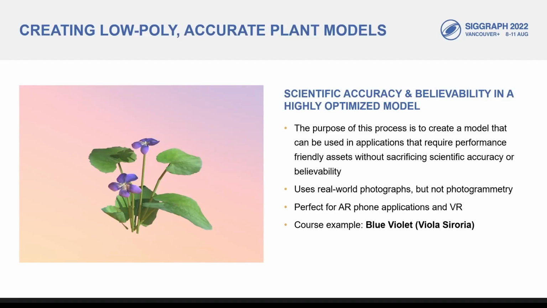So the purpose of this process is to create a model that can be used in applications that require performance-friendly assets, so really low-poly plants, LODs, just highly optimized stuff that doesn't sacrifice scientific accuracy or believability. We use real-world photographs to create our models and textures, but we don't actually do photogrammetry. Again, this is perfect for things that require really optimized assets like AR phone apps, VR, games, and in this example course, we're going to be looking at the blue-violet.